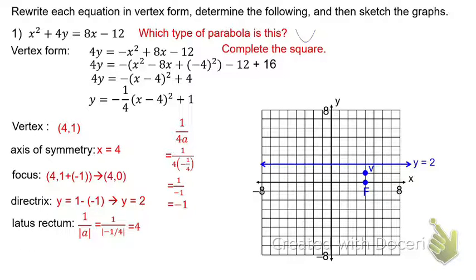Now for the length of the latus rectum, we get that from the distance of focus to directrix, which is 2 units, which means we go 2 units to the left of the focus and 2 units to the right of the focus to find that latus rectum of 4 units. Now we're ready to draw the parabola. Here it is. It's through those 3 points, not including the focus. The focus is always inside the curve.